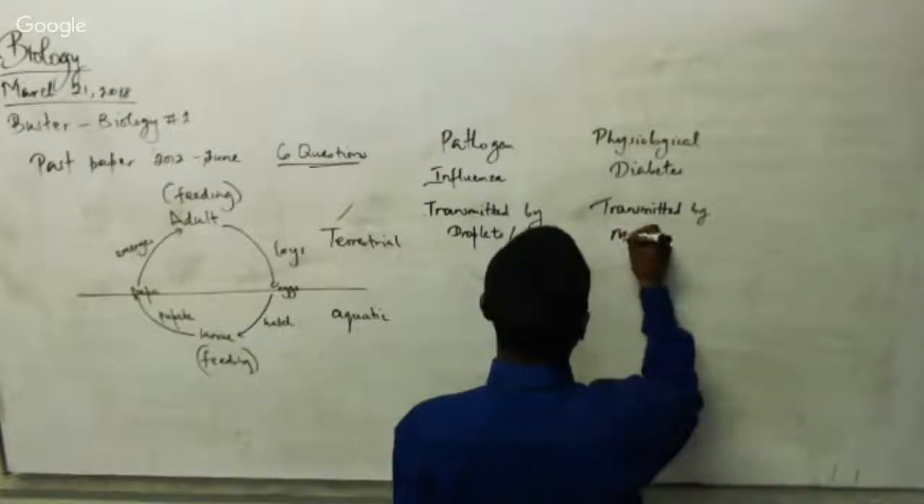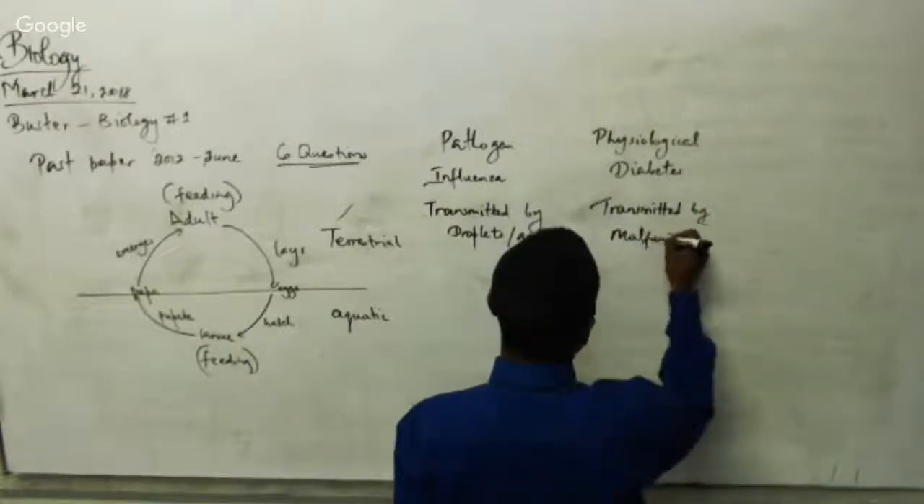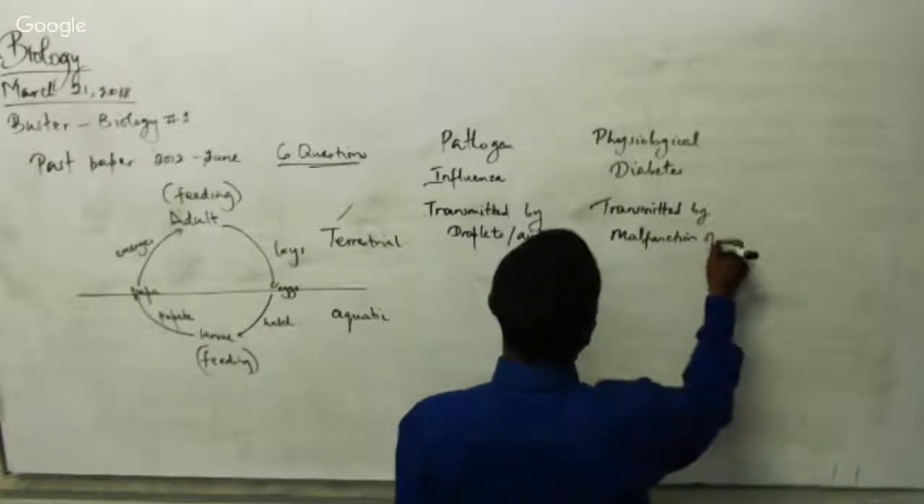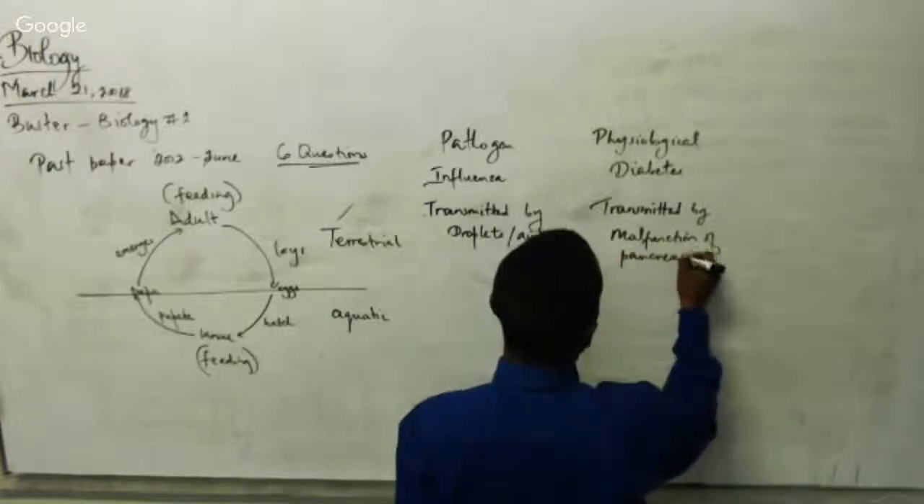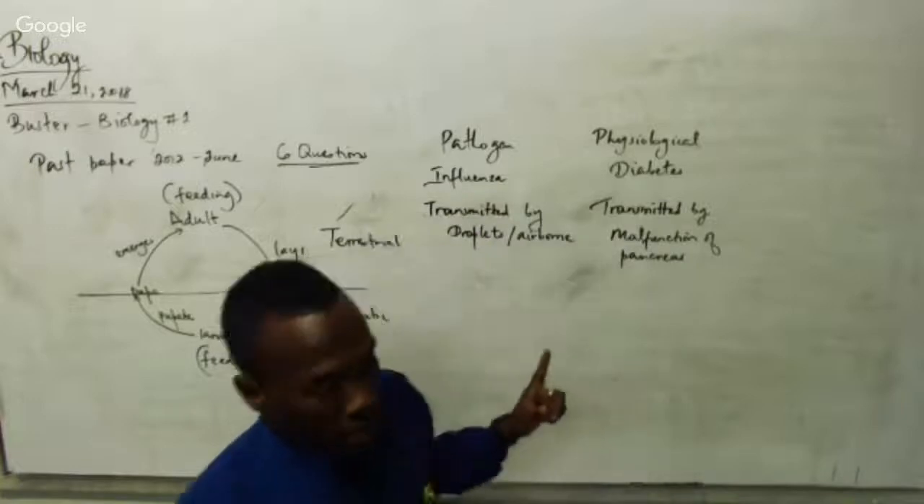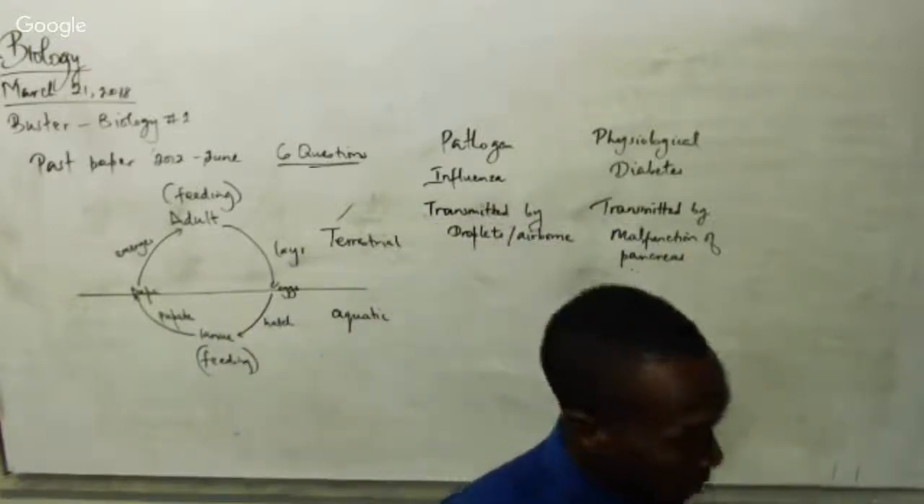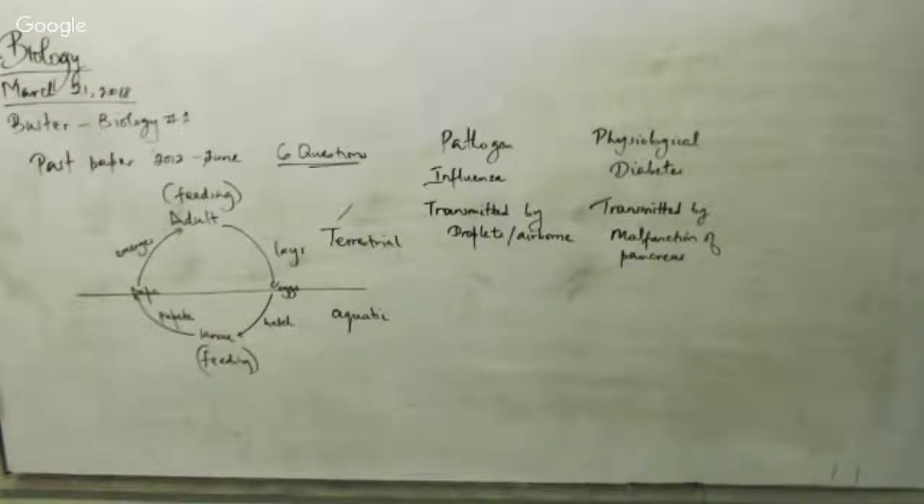Physio is malfunction. Pathogenic is when you're infected with something, like a virus. All of the physiological diseases are caused by some malfunction of some body organ. You could use coronary heart disease, cancer. Cancer is informed by rapid cell growth? Yeah, but it is still a malfunction. Mutated cells, that's mutation.